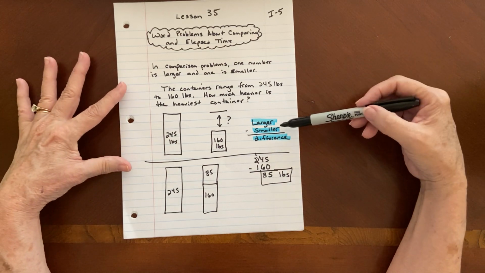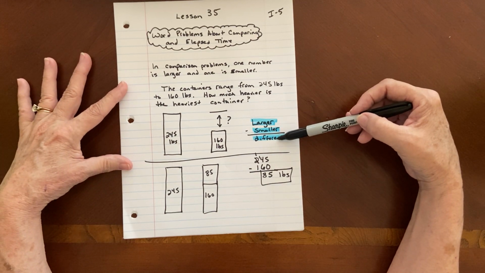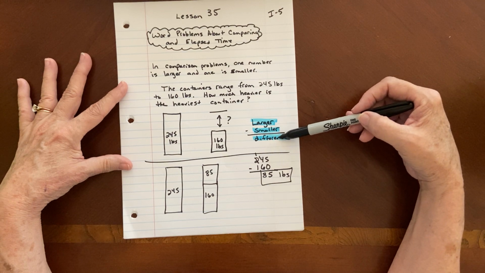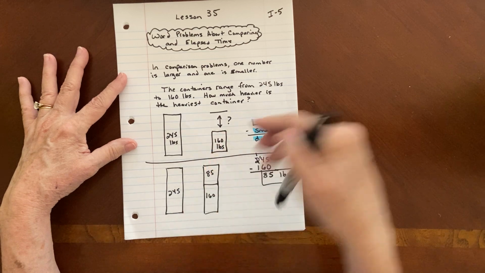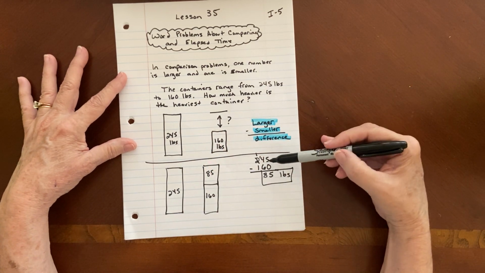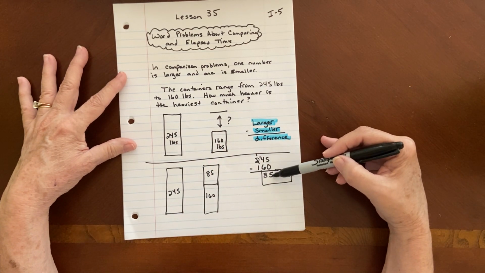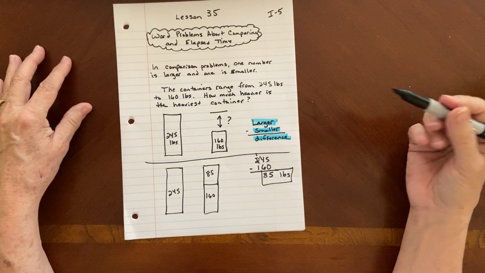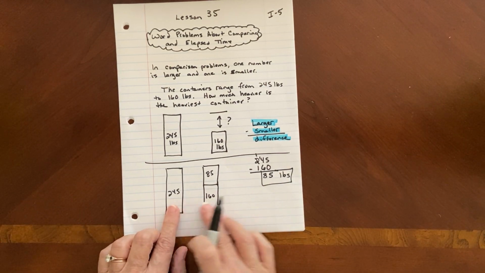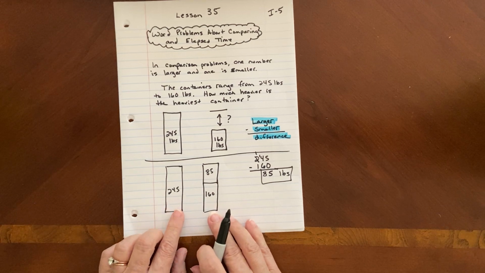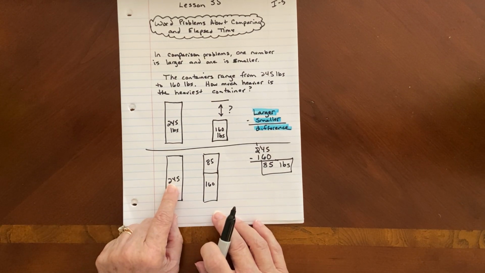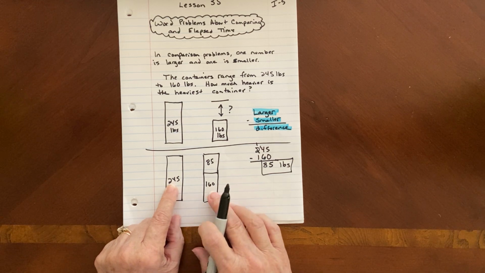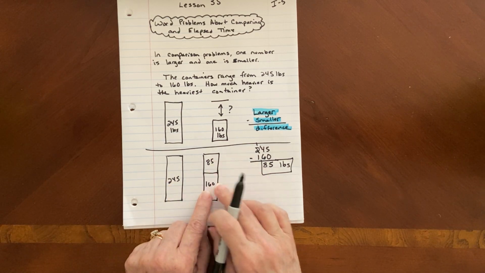Sometimes in these problems, they give you the larger and the difference. Sometimes they give you the smaller and the difference. In this one, they gave you the larger number and the smaller number. So I can just subtract 245 minus 160, and I get 85 pounds. So here, you can kind of visualize it more easily with the pictures, but I find it hard to calculate. But 245 pounds is the same thing as 160 pounds plus 85 pounds.